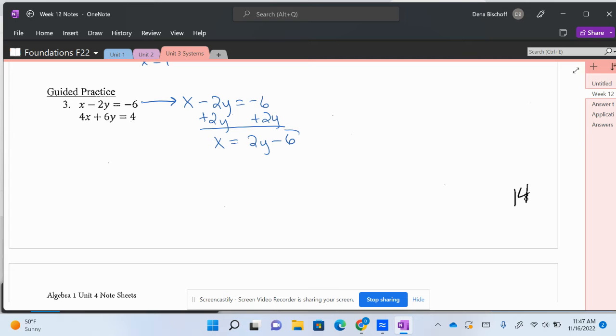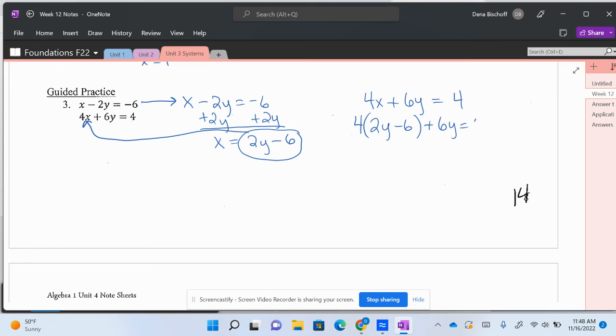So I'm going to take this expression right here that says x is this, and I'm going to go and plug it in right there where the x is in the second equation. So the second equation is 4x plus 6y equals 4. But instead of writing 4 times x, what am I writing? 4 times what? 2y minus 6 plus 6y equals 4.